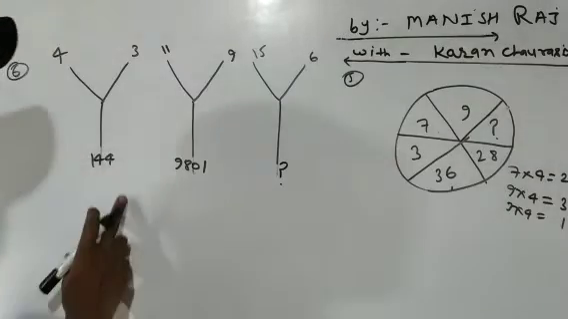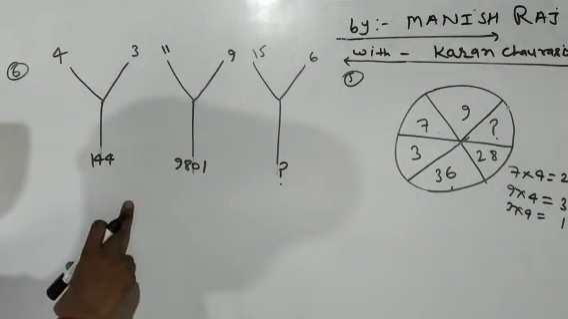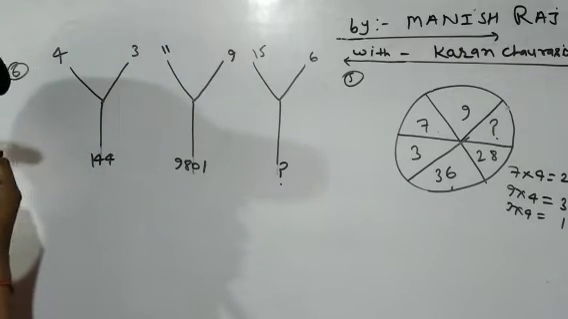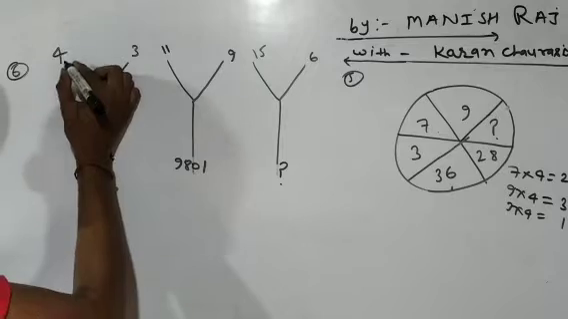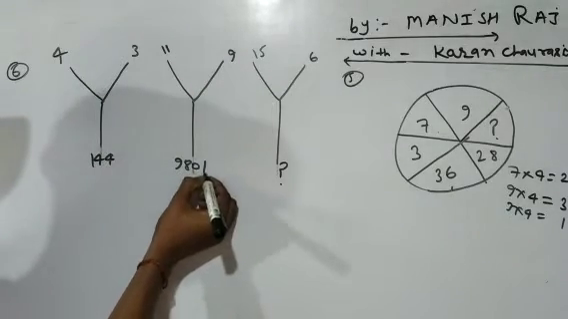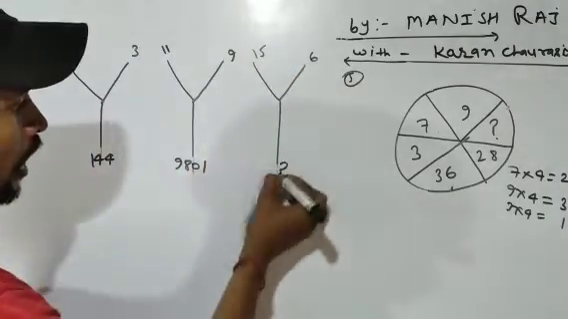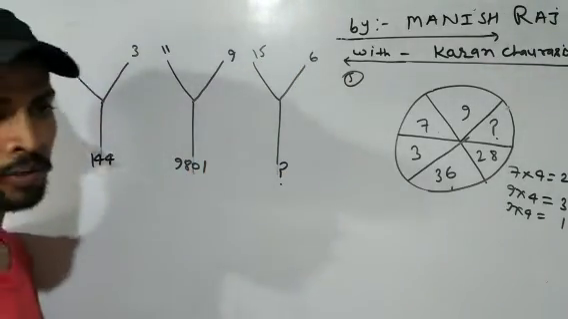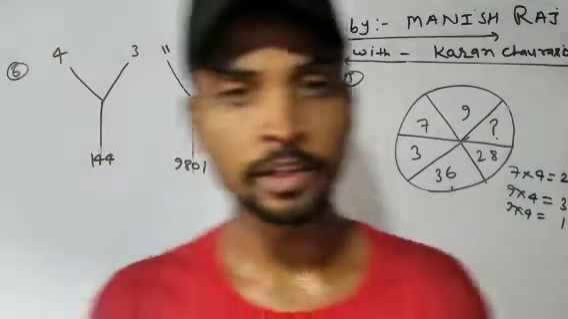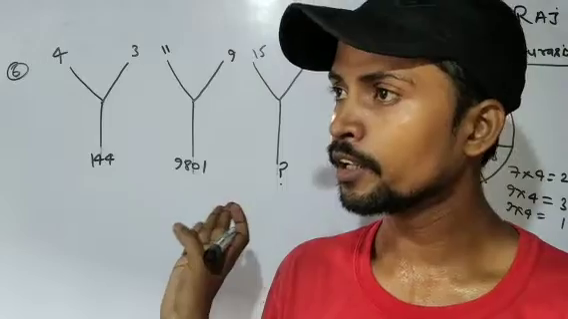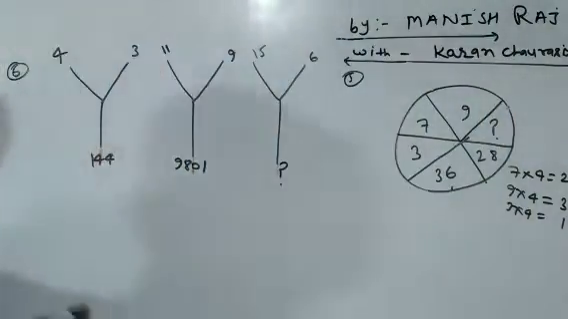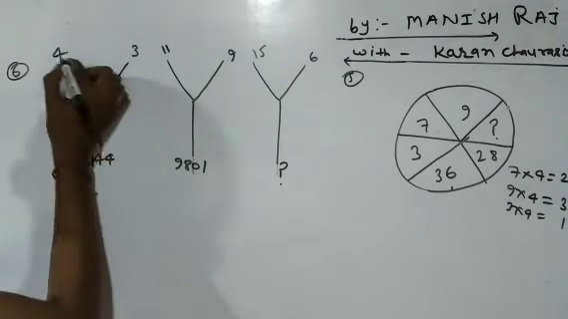There are 3 lines in which some numbers are written: 4, 3, 144; 11, 9, 9801; 15, 6, and what? We have to find out the missing number according to the place. First of all, you have to understand how these numbers have been written inside and outside these lines, up and down.